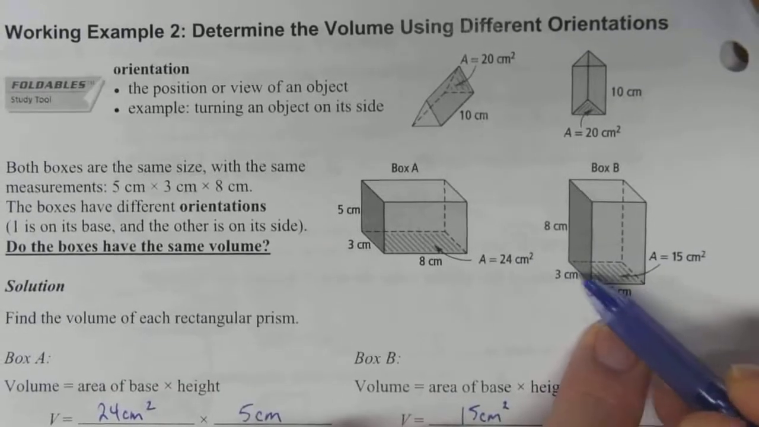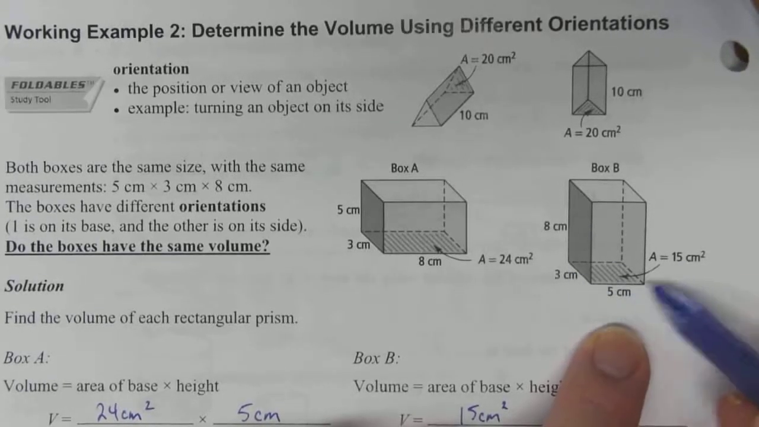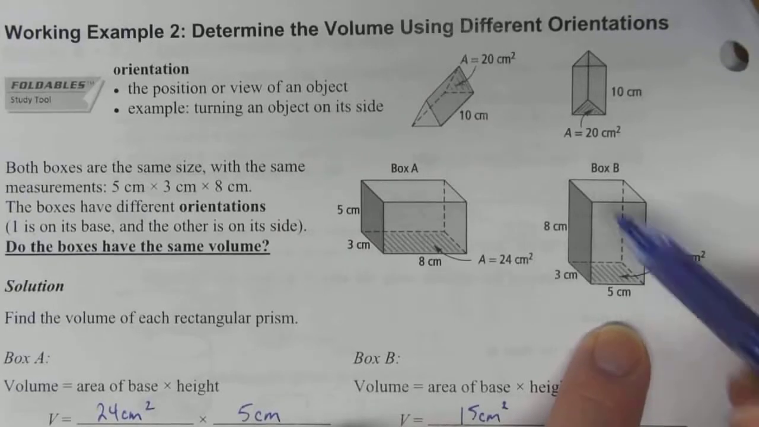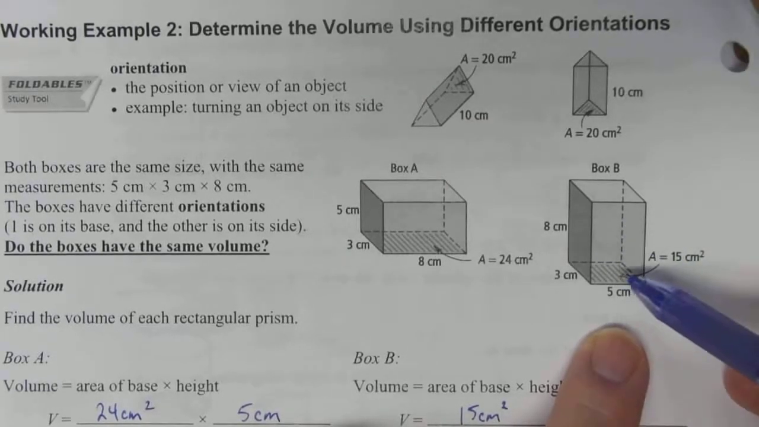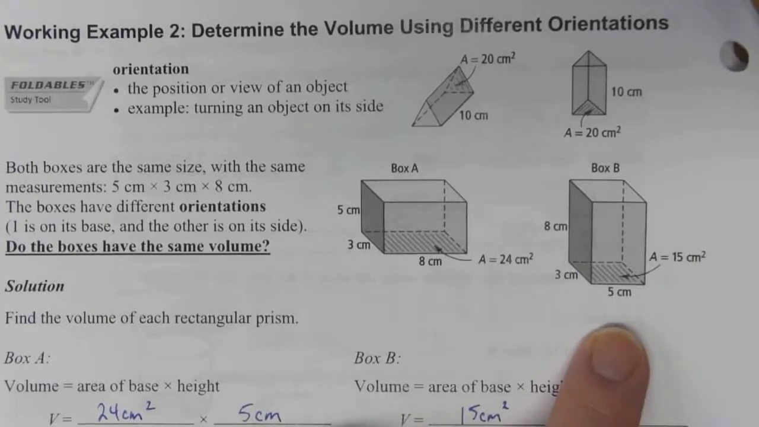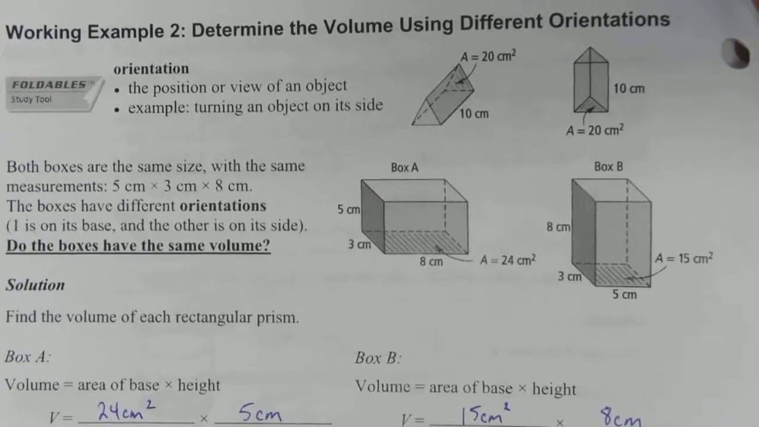In this case, length and width are 3 and 5. 3 times 5 is 15, so that's where this area comes from. So on a rectangular prism, the volume can actually be calculated by multiplying the 3 dimensions together. But that's something that we'll save for the next section.